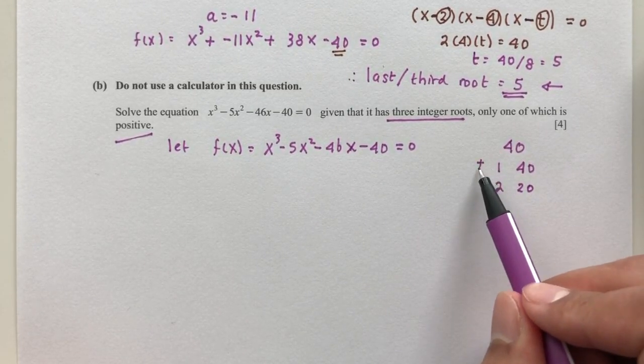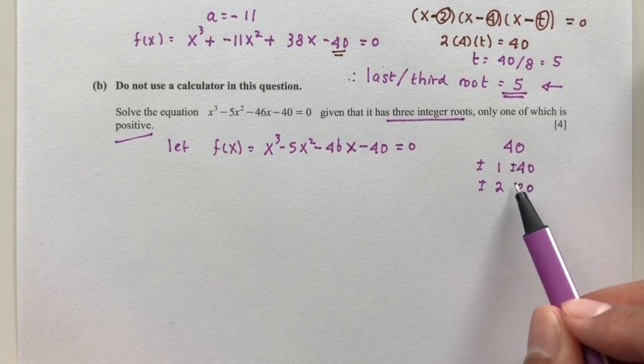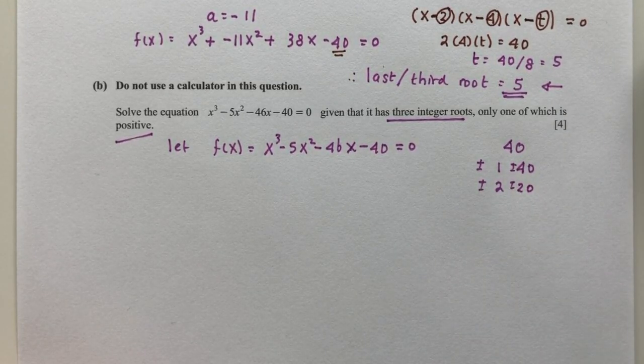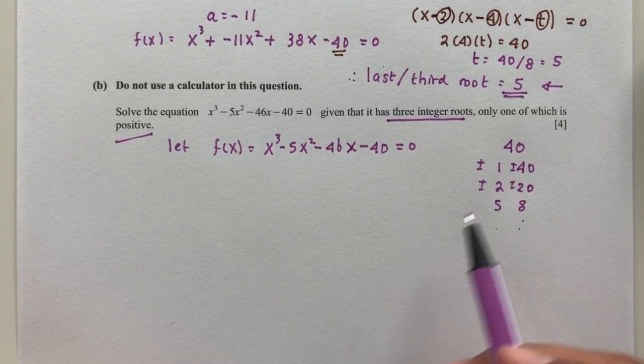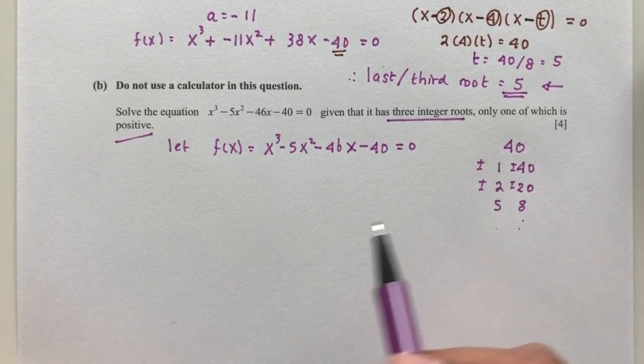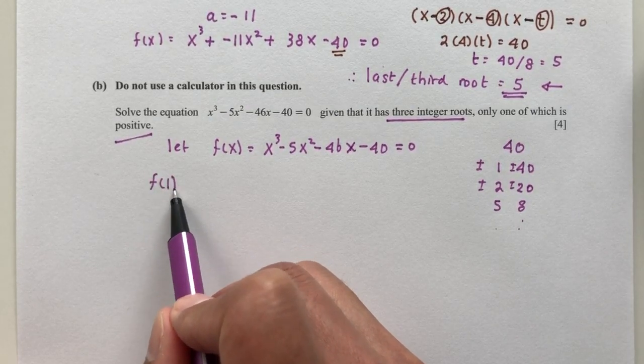Of course, it can be plus, minus, plus, minus, plus, minus, plus, minus. Hope that makes sense, right? And then you can have 5 times 8, going on. So let's try one by one. Let's try this one value. Let's say for f equal to 1, let's see what do we have.